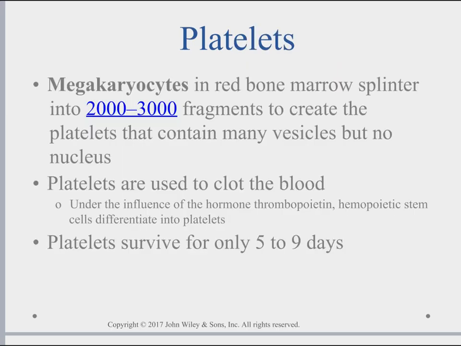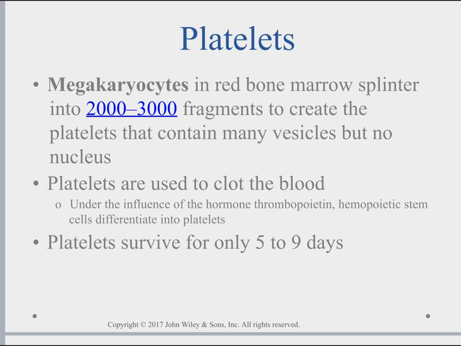The next type of cells that we find in our blood are platelets. So these are derived from megakaryocytes. They're found in red bone marrow, where they splinter, shatter. Remember our plate glass window analogy? So that big cell body, that megakaryocyte, splinters into 2 to 3,000 fragments, creating these platelets. They contain many vesicles, but no nucleus.